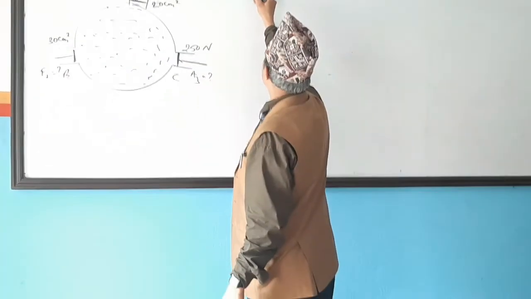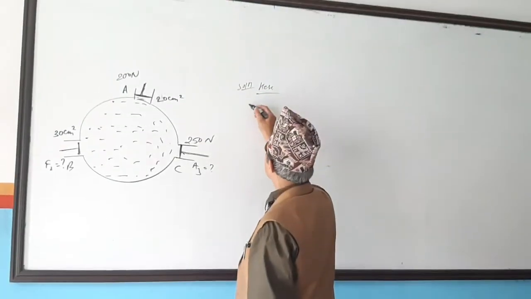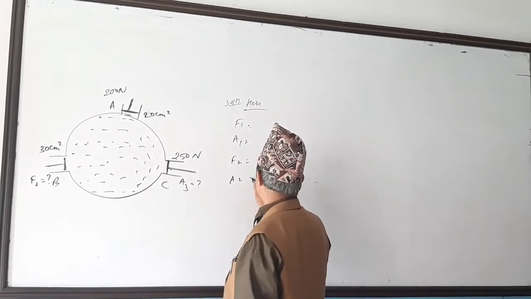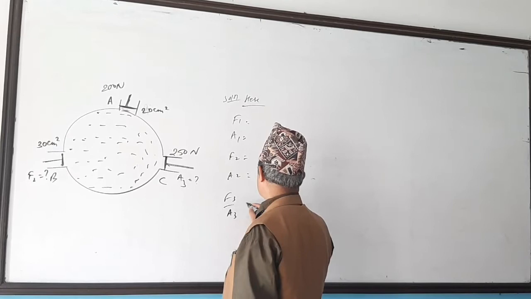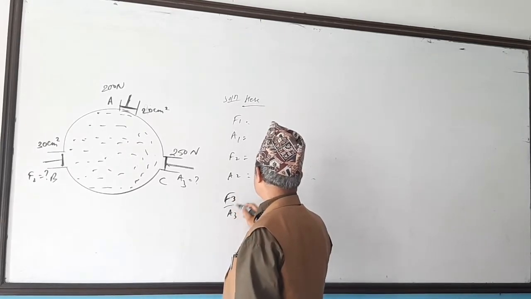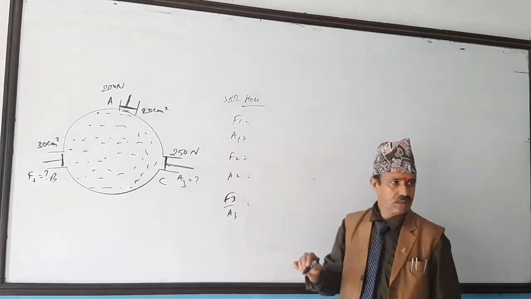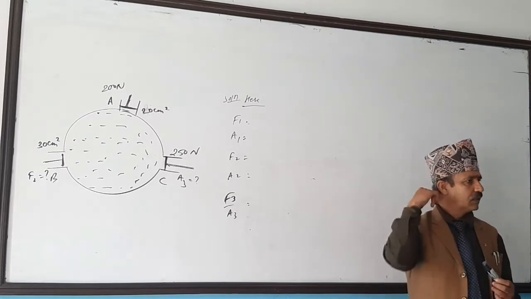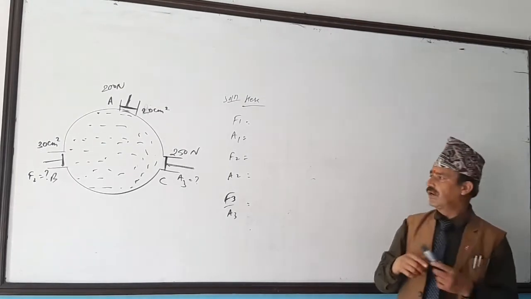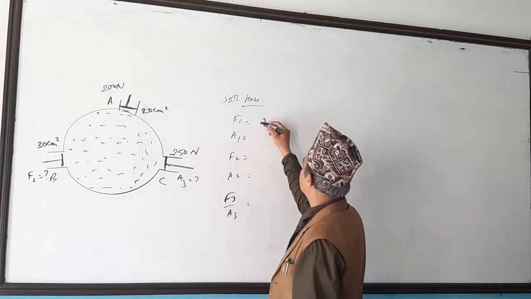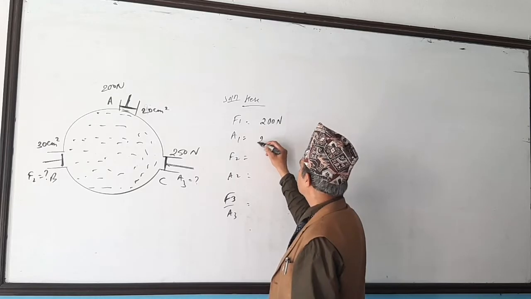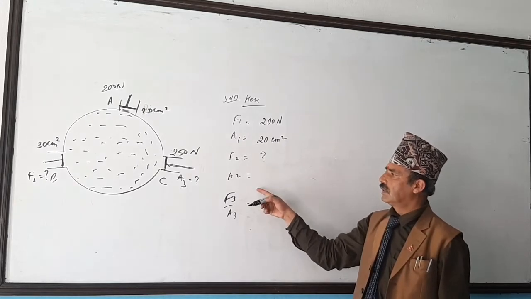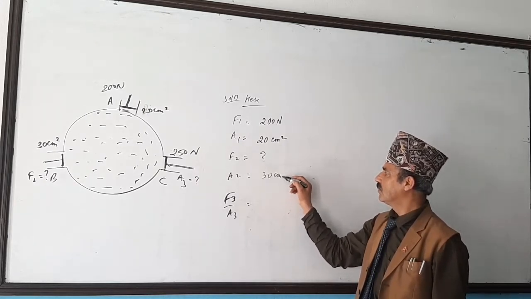Solution here. F1, A1, F2, A2, F3, A3. What is F1? Force applied on piston A, the first piston. A1 means its area. So F1 is 200 Newton. The area is 20 cm square. F2 we don't know. And A2 is 30 cm square.